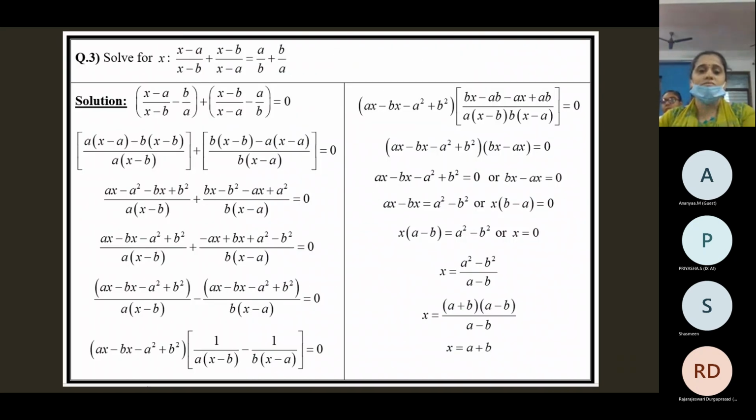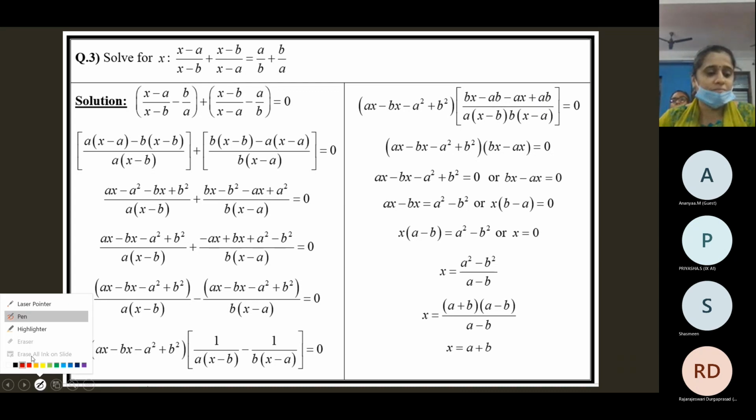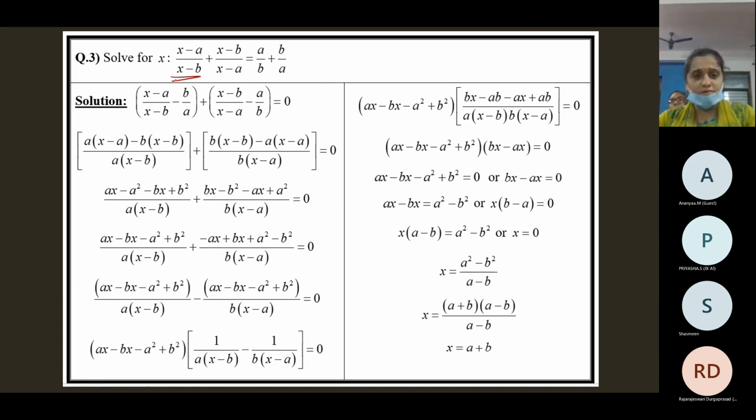So what do we do here? Again, we have 4 terms. 1, 2, 3, 4 terms we have. We have something like a by b here, and something like b by a here. So what you do is, with the term which has a by b, take this b by a. And with the term which has b by a, take this a by b.